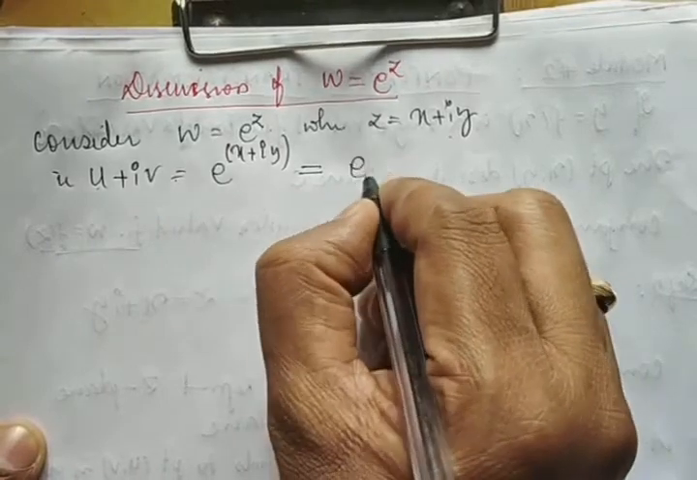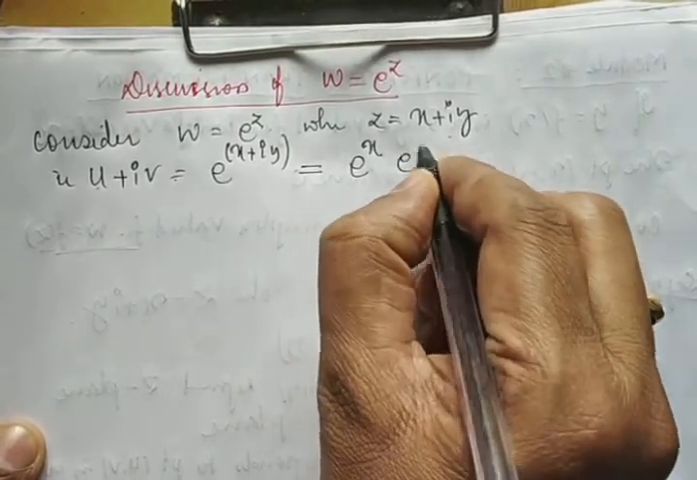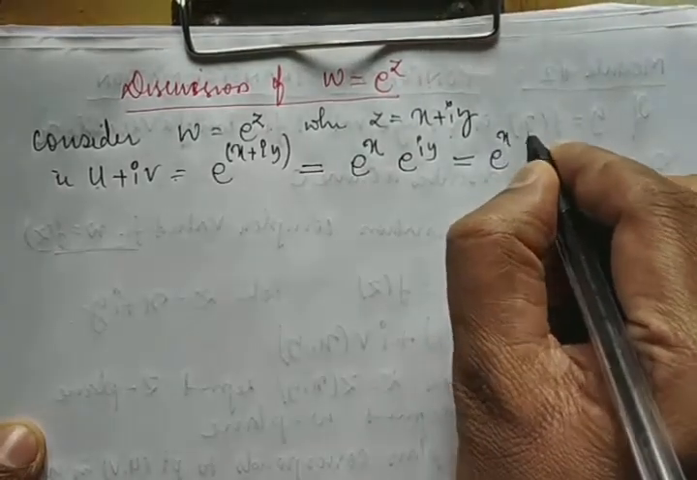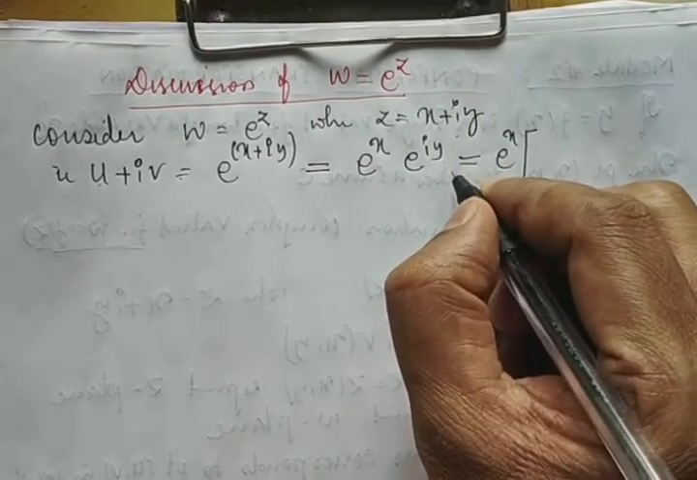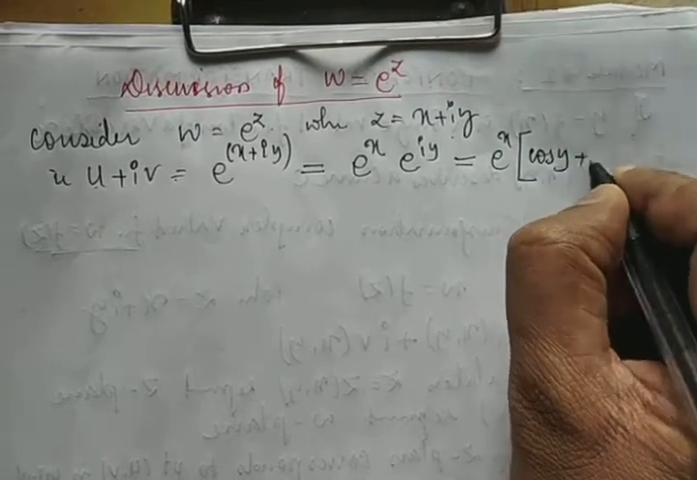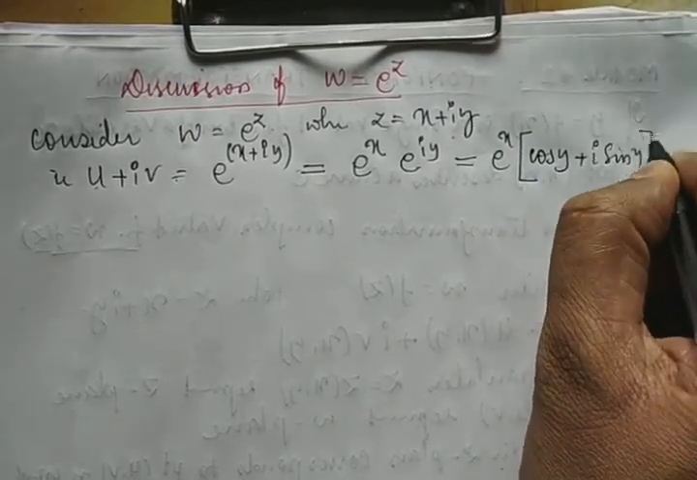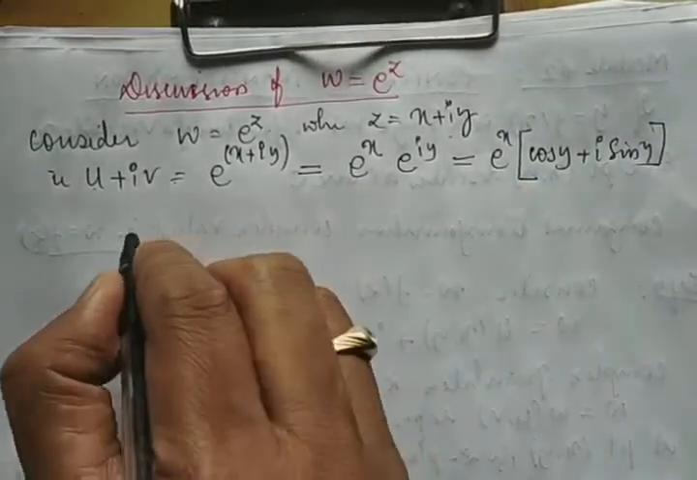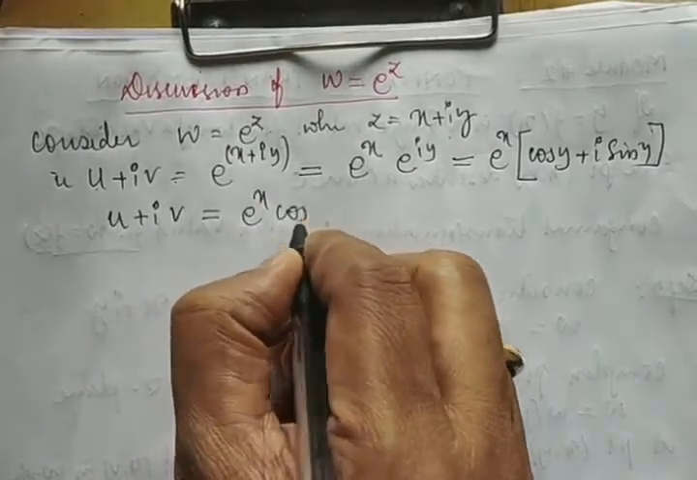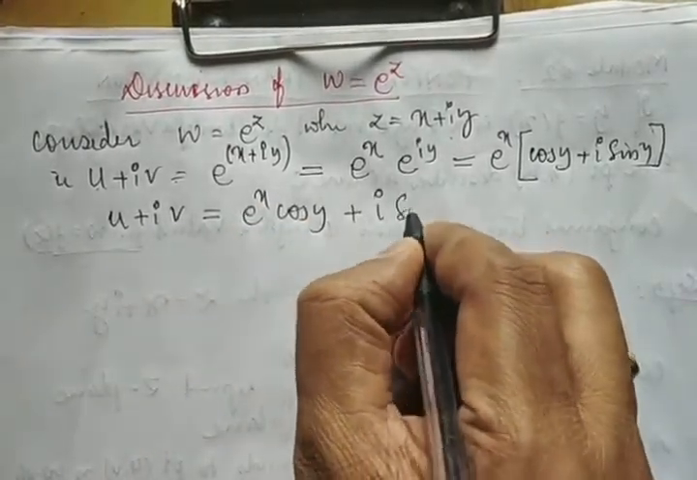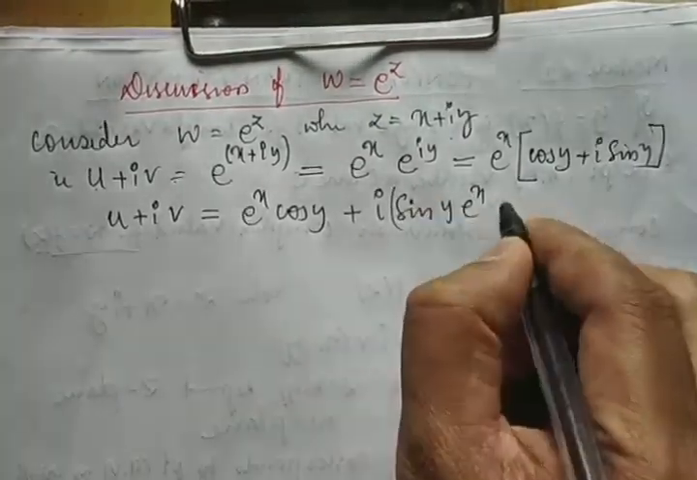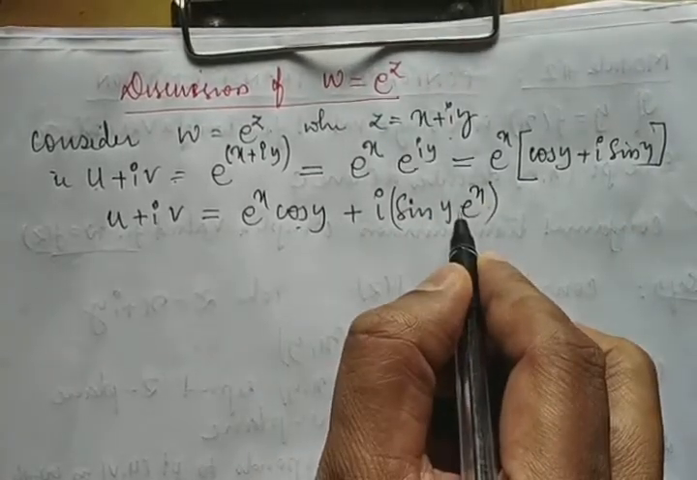So this becomes, as per the property, e raised to x into e raised to iy. Further we know this is nothing but e raised to x into, how do you represent e raised to iy in terms of cis theta? That is cos y plus i into sin y. If you take a group multiplication, then we will be getting u plus iv is equal to e raised to x into cos y plus i into sin y into e raised to x. Then we can understand this is real part and this is imaginary part.